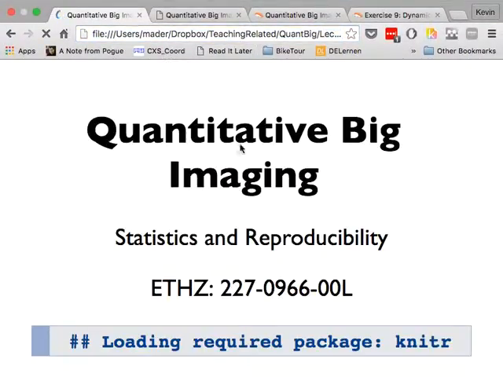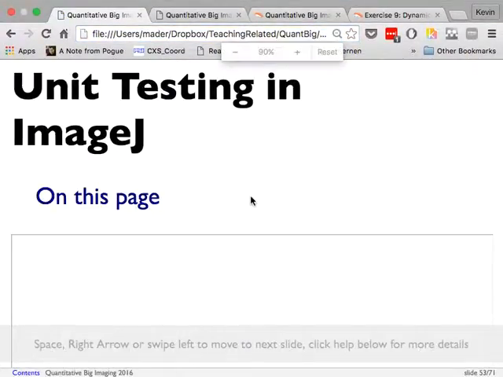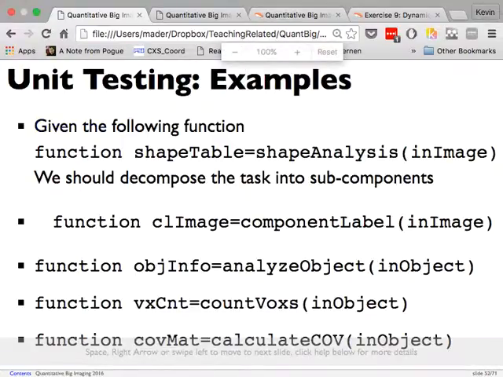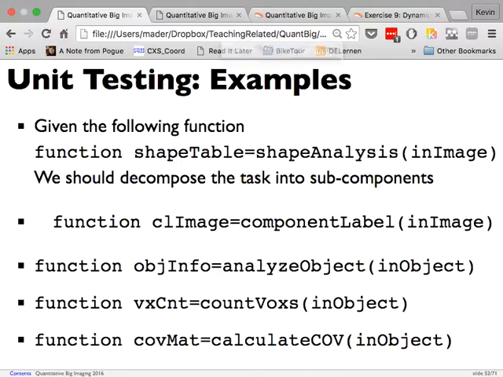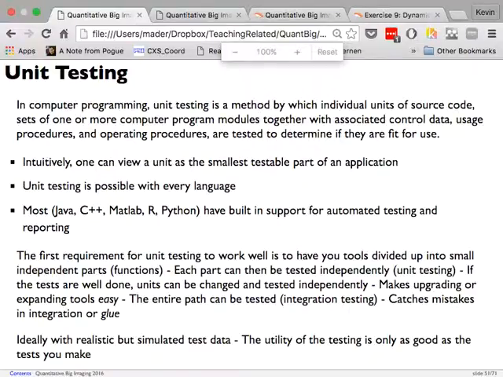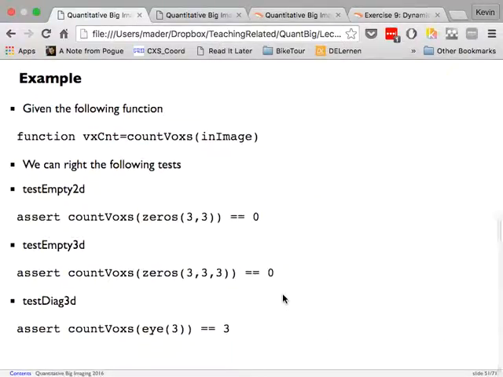So now, cool. Yeah, so now this slide looks how it's supposed to look.